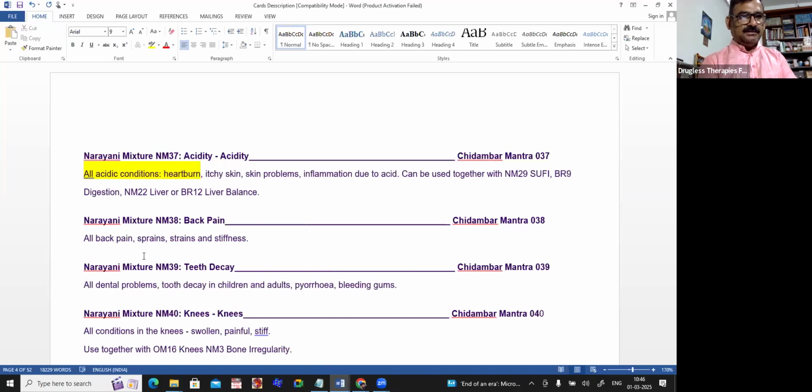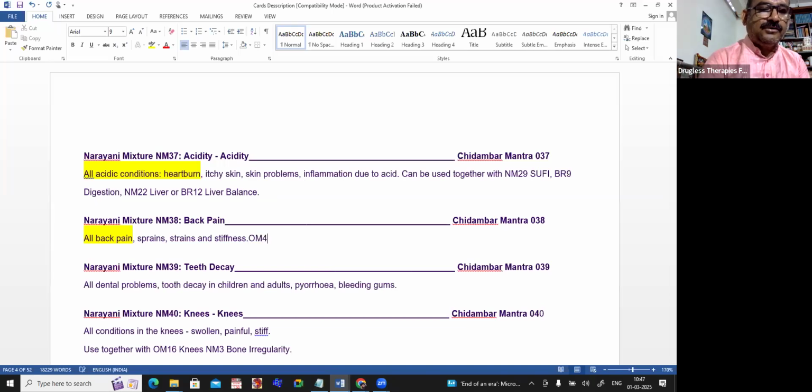Okay, next one, back pain. See, this is a wonderful thing. Some people call back only the lower back. Some people call from neck up to the sacrum a back. Let it be anything from the head to the back of your back. So you can use this as a back pain remedy, for strain, stiffness, for everything. But there are so many other things also that can be used.